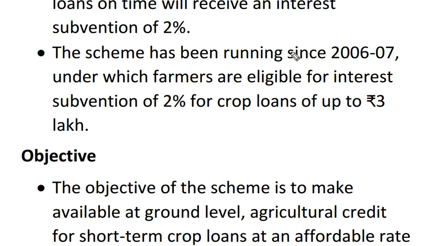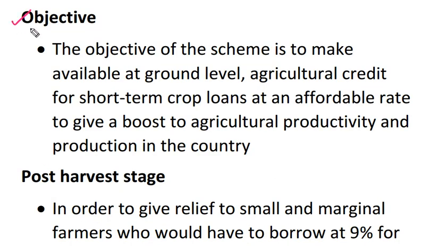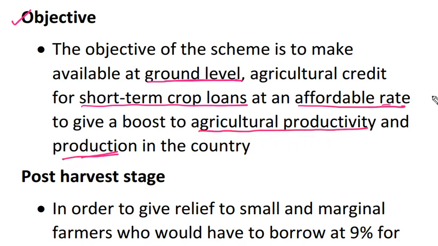So the scheme started in the 2006-07 financial year. From that year onwards, farmers are getting the interest subvention of 2% for crop loans up to 3 lakhs. Now you can easily say what the objective of this interest subvention scheme is. It will make agriculture credit available at the ground level for short-term crop loans at an affordable rate, so that it will enhance agricultural productivity and production in our nation.